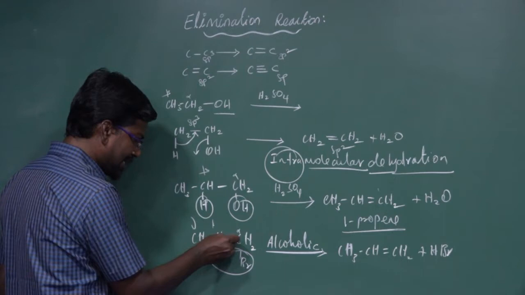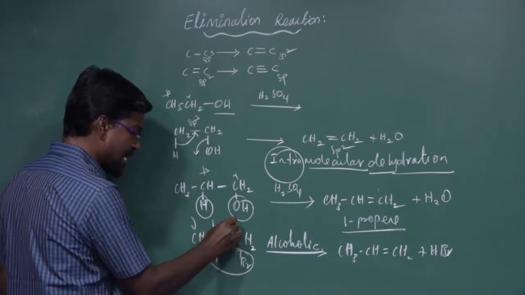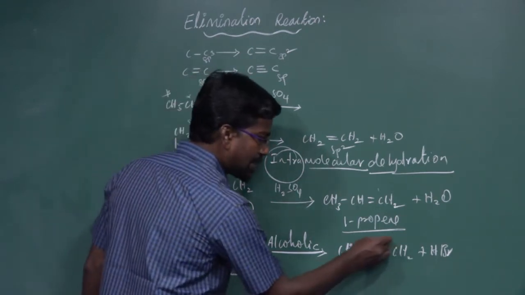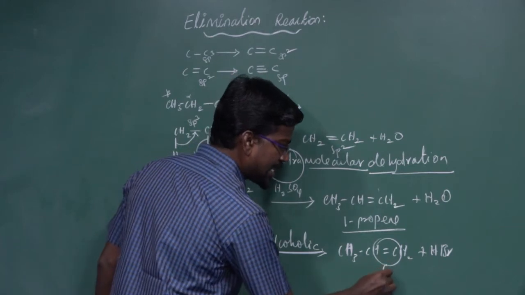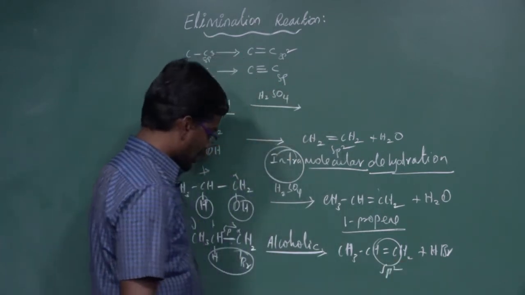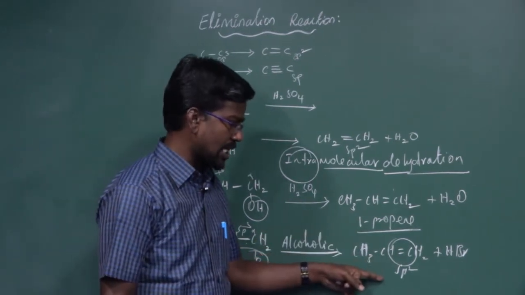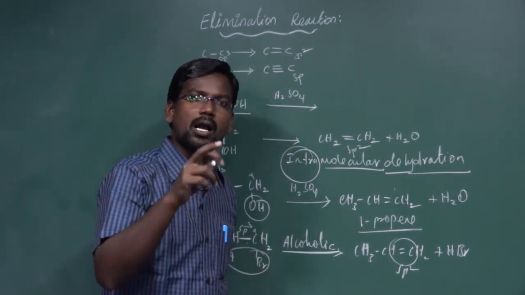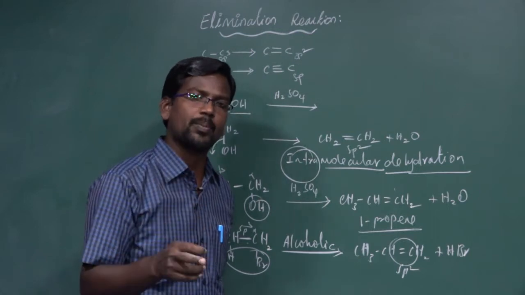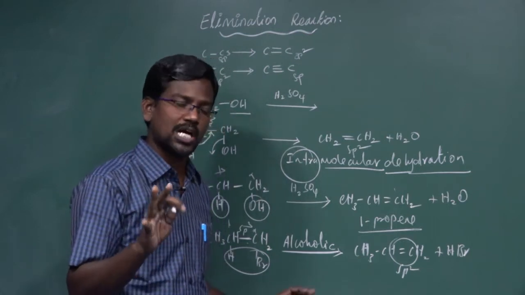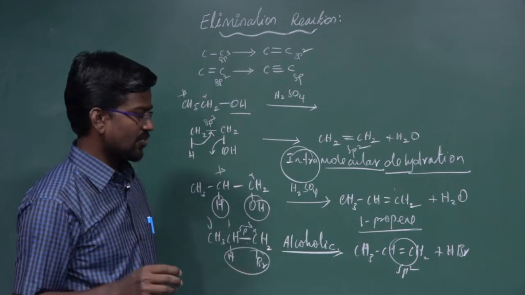Here the carbon-carbon single bond, what hybridization? sp3 hybridization. The carbon-carbon double bond, what hybridization? sp2 hybridization. So sp3 hybridized carbon can be changed into sp2 hybridized carbon. Not only in this reaction, all elimination reactions are always accompanied by a change in the hybridization of the carbon atom.